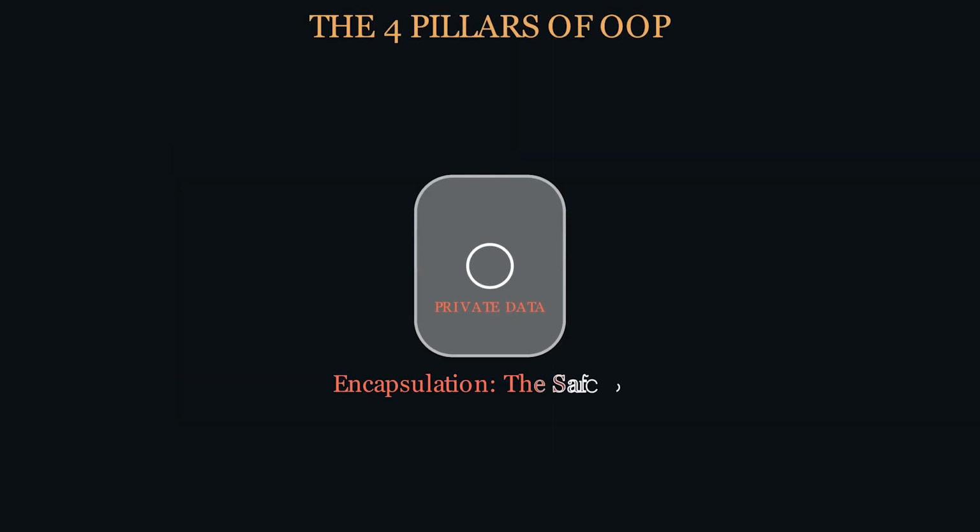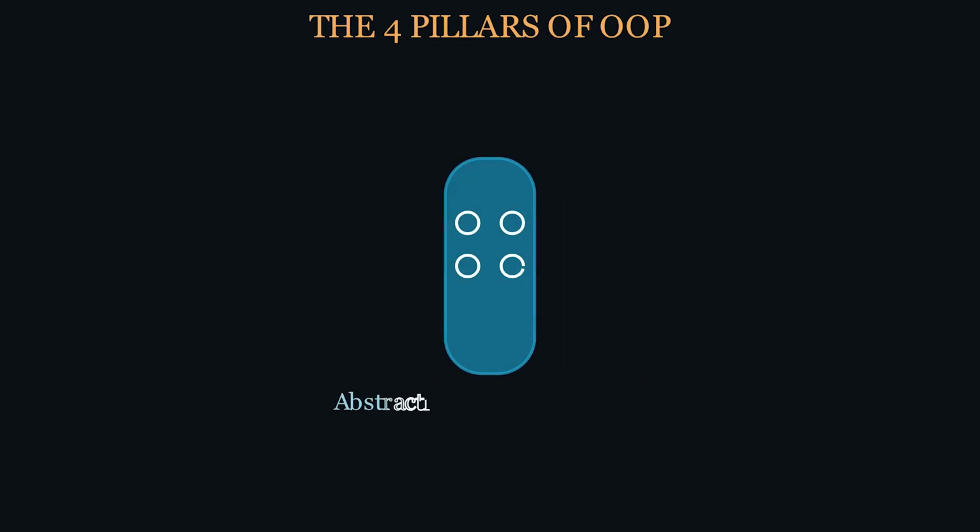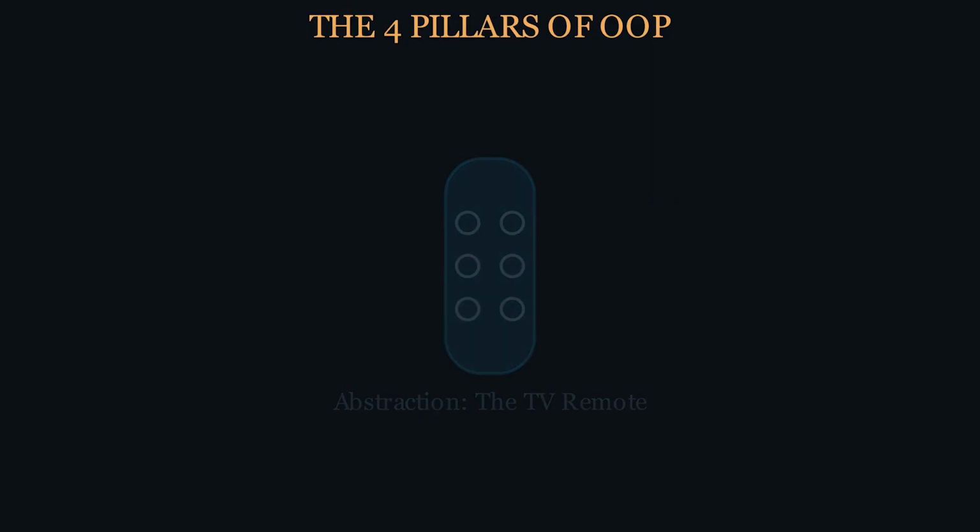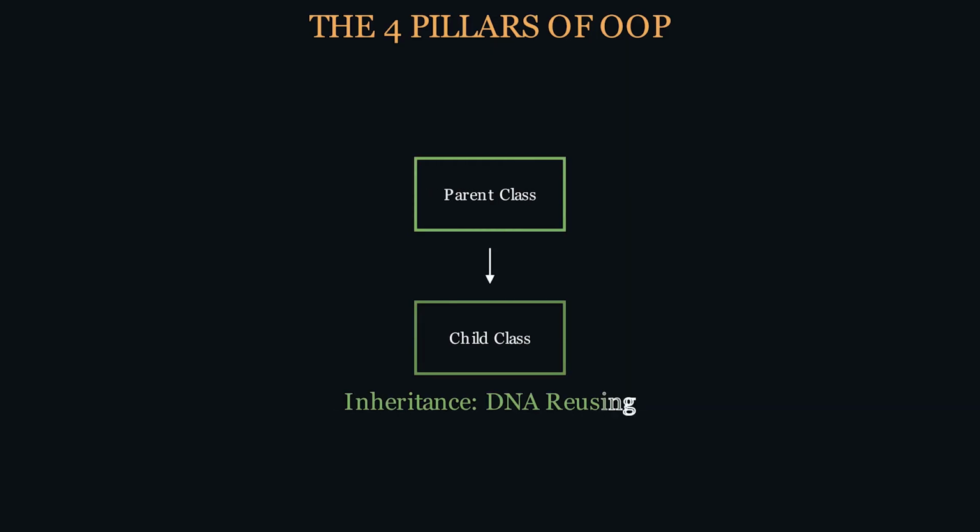Now, let's quickly recap the 4 pillars of OOP. Encapsulation: like a safe box, we protect our data, ensuring it cannot be accessed directly from the outside. Abstraction: like a TV remote, we hide complex underlying logic, providing only the simple buttons needed to interact with the system. Inheritance: like DNA, child classes inherit the characteristics and behavior of their parent, allowing us to reuse and extend code efficiently.